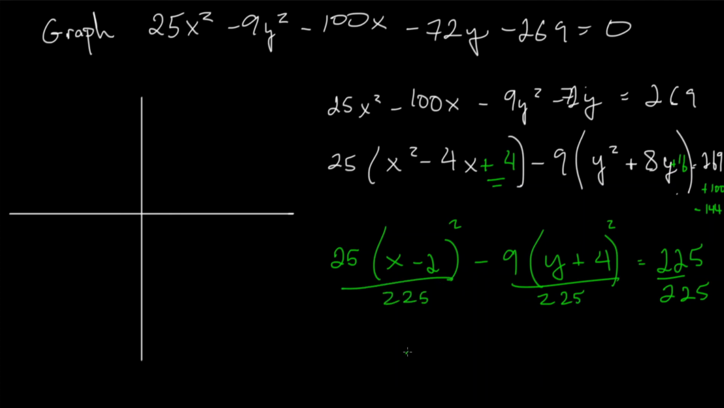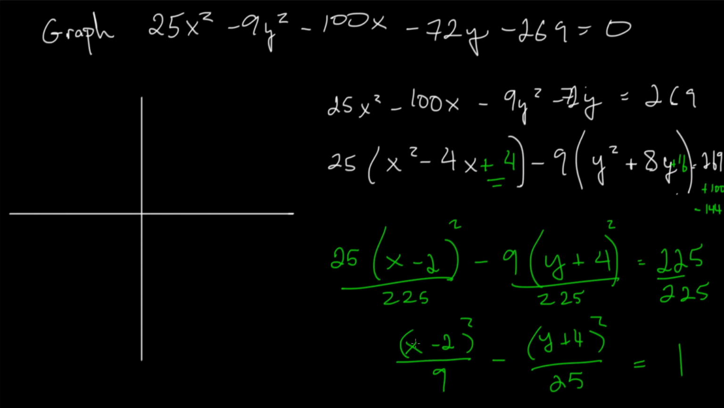And we are going to get x minus 2 quantity squared divided by 9, minus y plus 4 squared divided by 25, and 225 divided by 225 is 1. We are now in a hyperbola form. We are in standard form. We are in graphable form. So we just need to extract from this the relevant values.